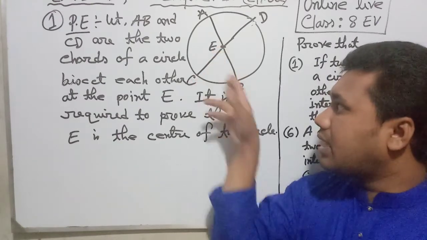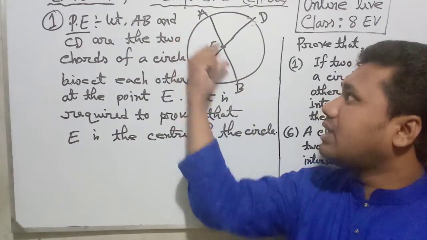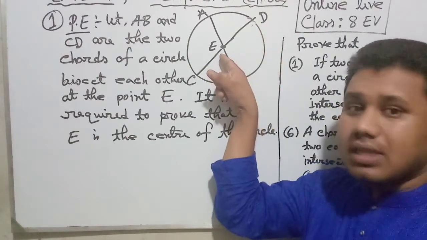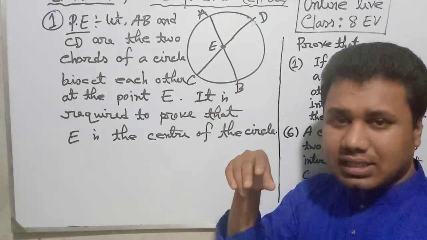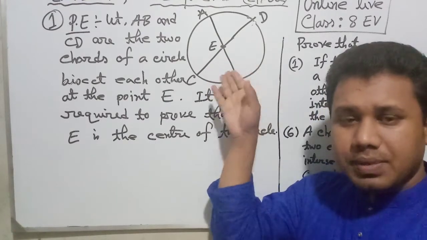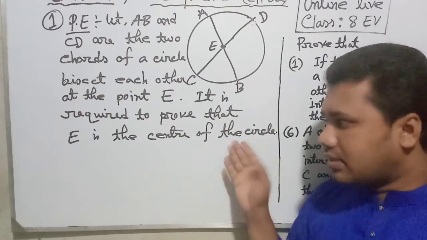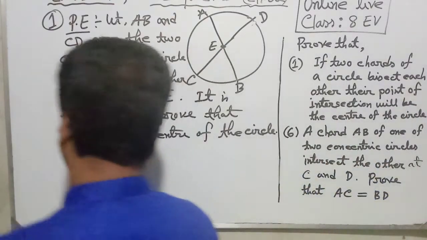So E is the intersecting point. At the point E they bisect each other. That means AE and BE are equal, and CE and DE are equal. So E is the midpoint, they bisect each other. That means E is the midpoint of AB and CD also. Now we have to prove that E is the center of the circle. Now dear students, we can write construction.